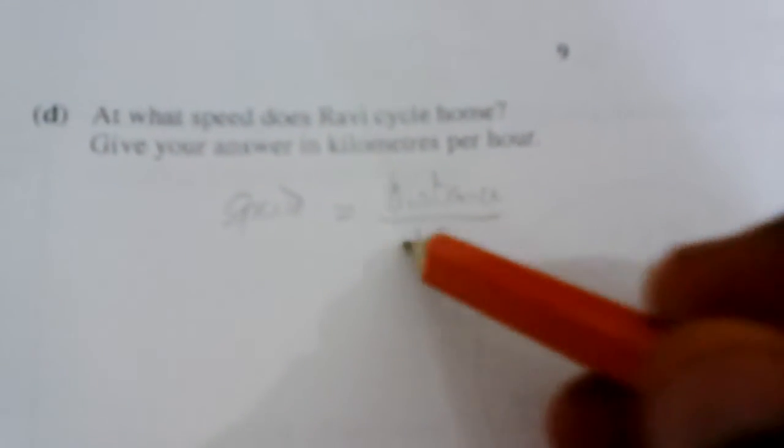It says, at what speed does Ravi cycle home? Give your answer in kilometers per hour. Going back to the graph, we want to look at the speed that Ravi cycled home. From here to this point represents the total distance. Speed simply means distance over time.